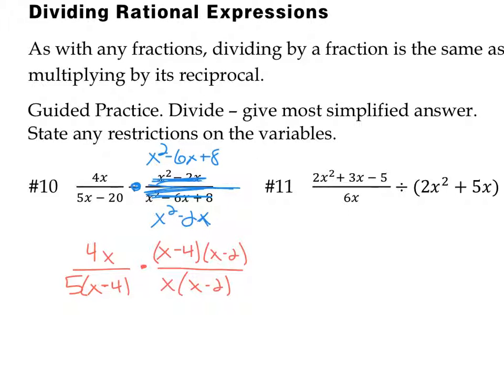So now I can look at any reducing. x minus 4 and x minus 4, x minus 2 and x minus 2 can cancel, this x can cancel with this, and I'm just left with 4 over 5. That's my final answer. That whole thing reduces to 4 over 5.